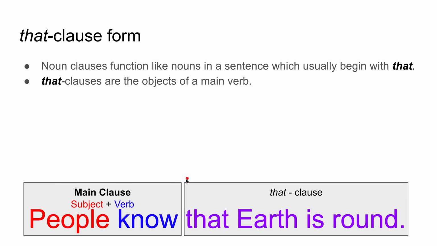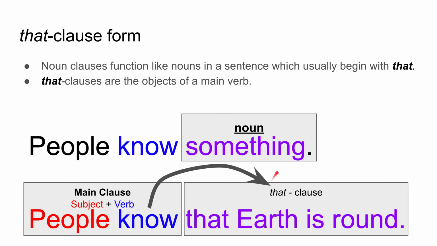Furthermore, that clauses are the objects of a main verb. So the main verb right here in people know is know. This that clause, that Earth is round, is the object of know. If we go back to our original, people know something, something is the object of the verb know. And if I replace something with that Earth is round, you can see how that Earth is round is the object of the verb know.